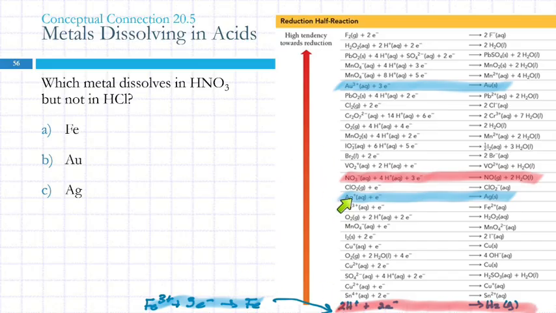Yeah, so it's going to be the silver. And actually, this tells us that gold will not dissolve in nitric acid. So the silver will dissolve in nitric acid. Iron will dissolve in both of them. Gold will dissolve in neither. Any questions?